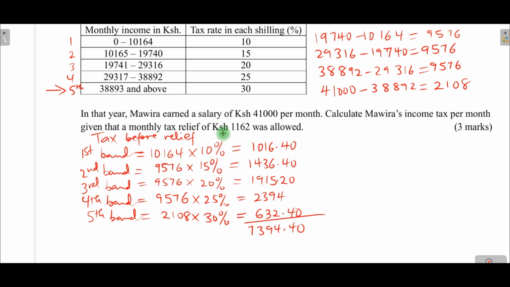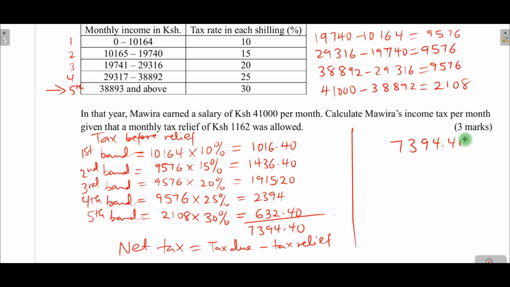But there was a tax relief given, and therefore to get the net tax will be the tax due minus tax relief. So if you work it out, the tax due, which is 7394.40, we subtract the tax relief 1162, and therefore we shall end up getting, that is the net tax, 6,232.40. We proceed on to the next question.